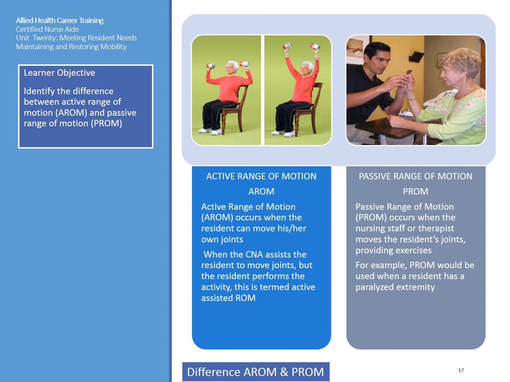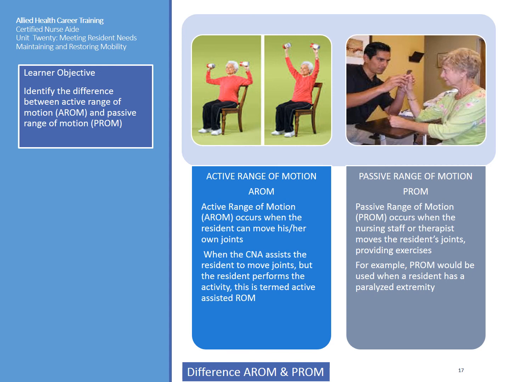Now let's identify the difference between active range of motion, which is AROM, and passive range of motion, which is PROM. Active range of motion occurs when the resident can move his or her own joints, while the CNA assists the residents to move joints, but the resident performs the activity. This is termed active assistive range of motion.